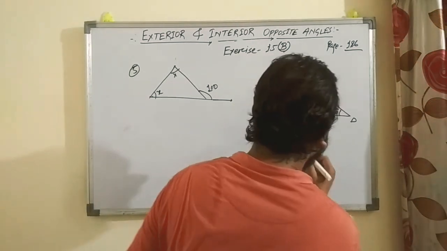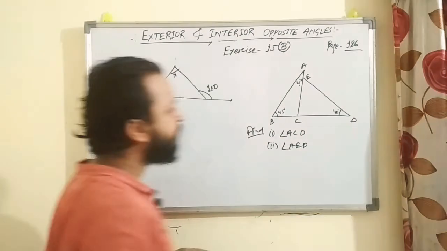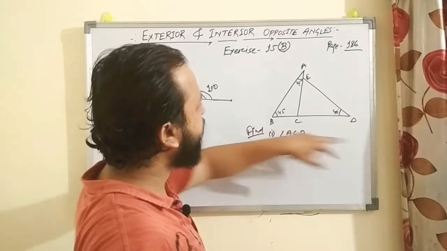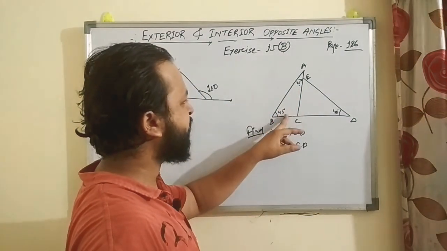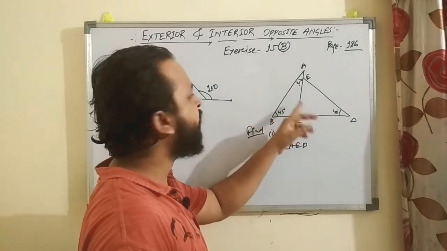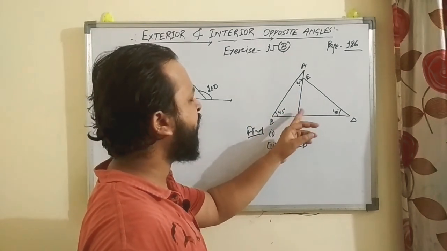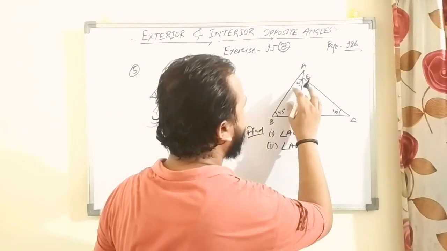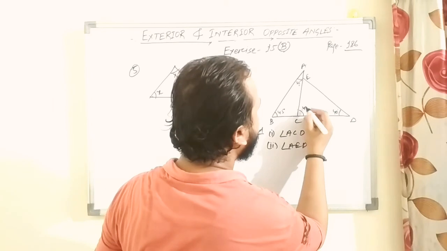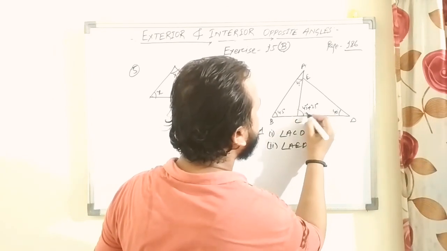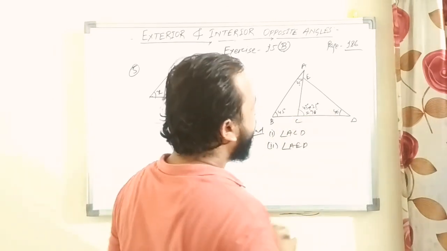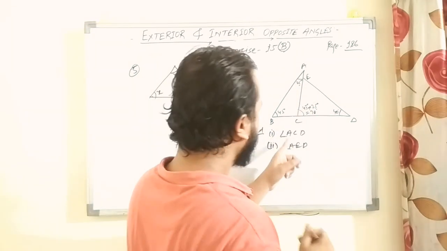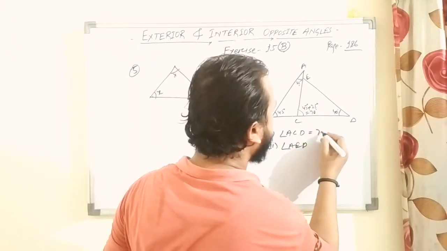Right? These two angles you have to find out. First one is ACD. The two opposite interior angles are given, so you have to find the exterior angle, right? So this exterior angle must be the sum of these two angles. So 45 degrees plus 25 degrees is equal to 70 degrees, right? So 70 degrees is ACD, so ACD is 70 degrees.